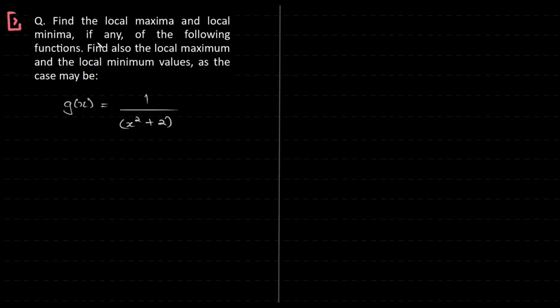Find the local maxima and local minima, if any, of the following function. Find also the local maximum value and local minimum value. So we have g of x is equal to 1 by x square plus 2.